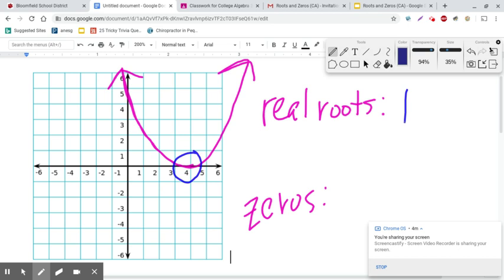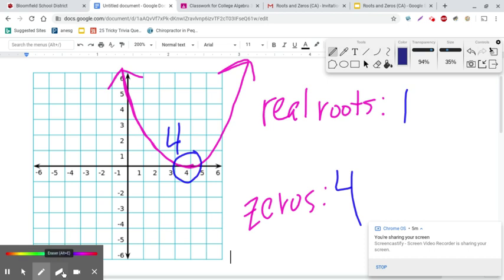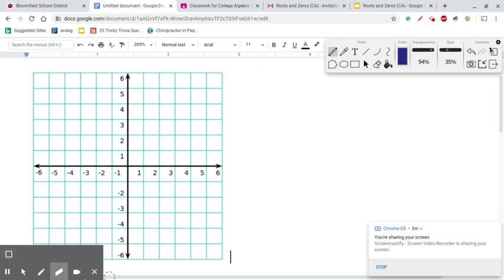Okay? And then for the zero, well, at what number does it hit? That's a +4 on the x-axis, right? So my zero would be 4. Ta-da! Not that bad? All right, let's try another example. So pause if you need to look over. All right, next example.